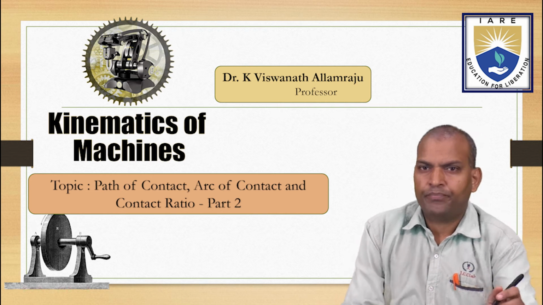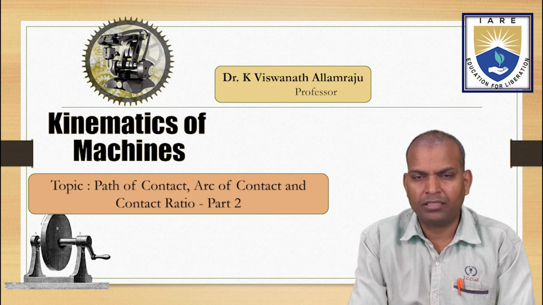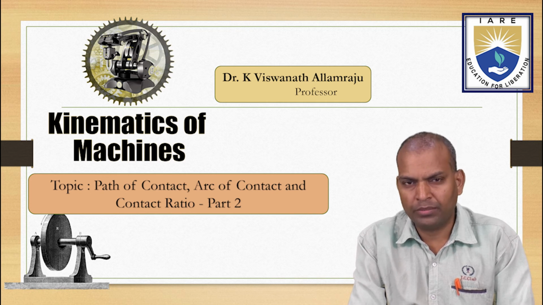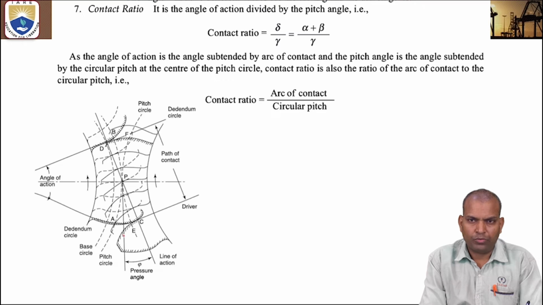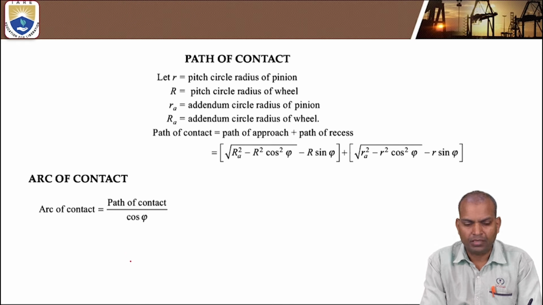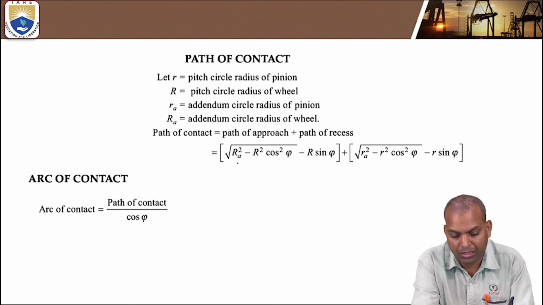In this session, we are going to study the path of contact, arc of contact and contact ratios through solving the problems. Now, let us recapitulate. The path of contact is the sum of path of approach and path of recess. From the formula, path of approach equals under square root of RA square minus R square cos square phi minus R sin phi.